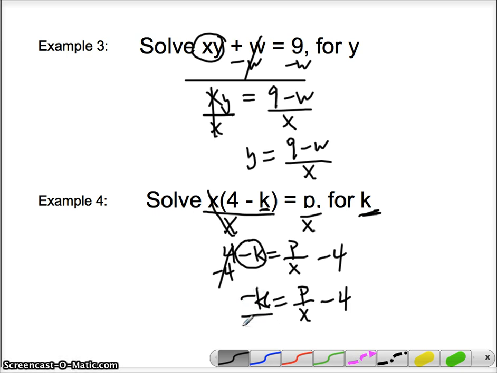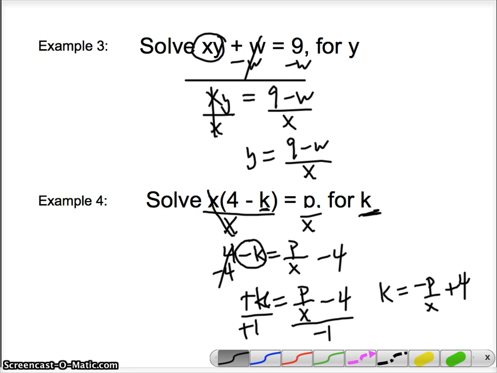Alright, so from there, divide by negative 1 to get rid of the negative. So divide everything by negative 1. What that leaves you with is k equals a negative p over x. Negative 4 divided by negative 1 is plus 4. And there you are, solved for k.